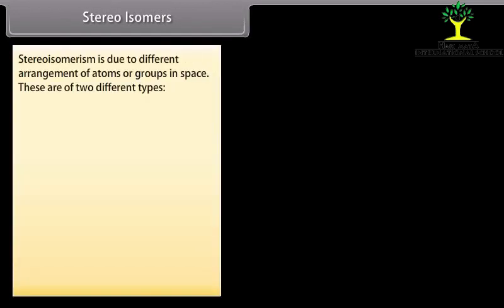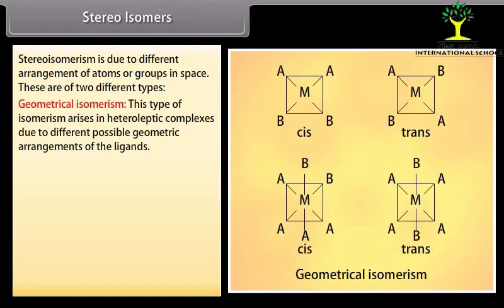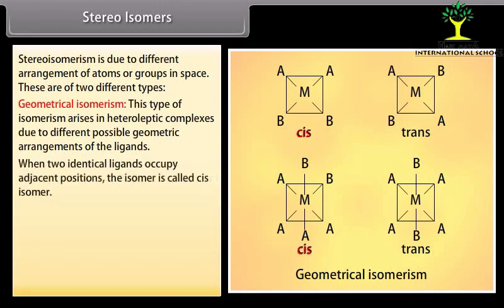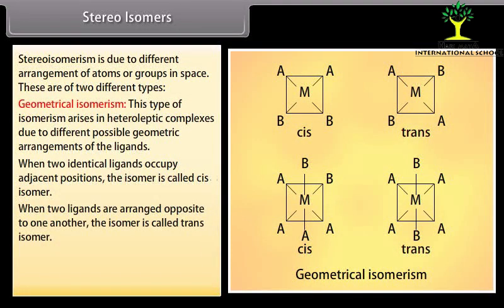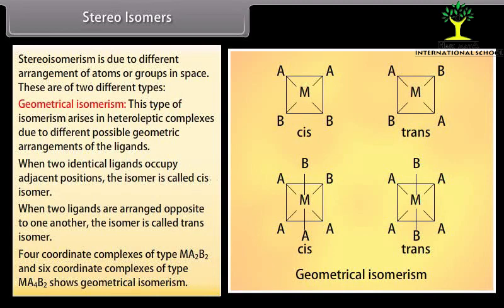Stereoisomers. Stereoisomerism is due to different arrangement of atoms or groups in space. These are of two different types. Geometrical isomerism. This type of isomerism arises in heteroleptic complexes due to different possible geometric arrangements of the ligands. When two identical ligands occupy adjacent positions, the isomer is called cis isomer. When two ligands are arranged opposite to one another, the isomer is called trans isomer. Four coordinate complexes of type Ma2b2 and 6 coordinate complexes of type Ma4b2 show geometrical isomerism.